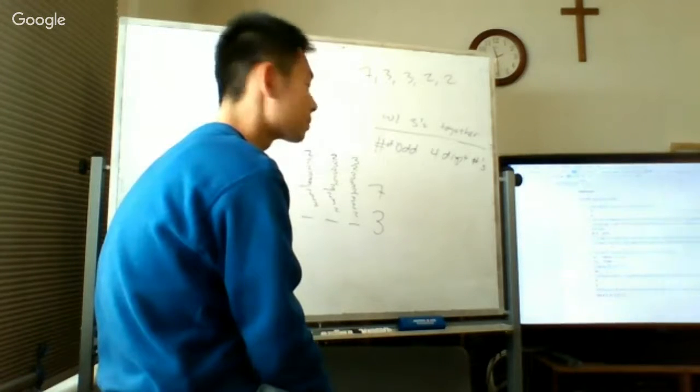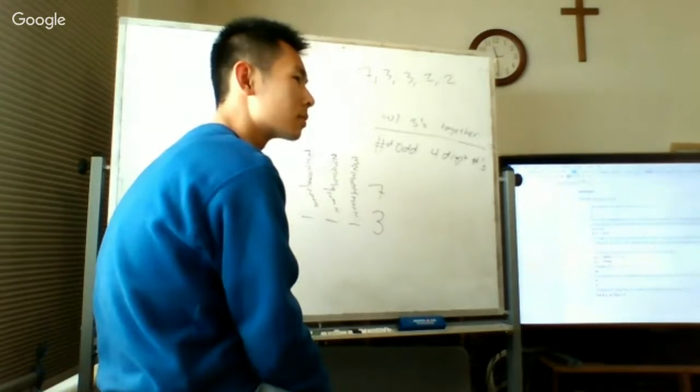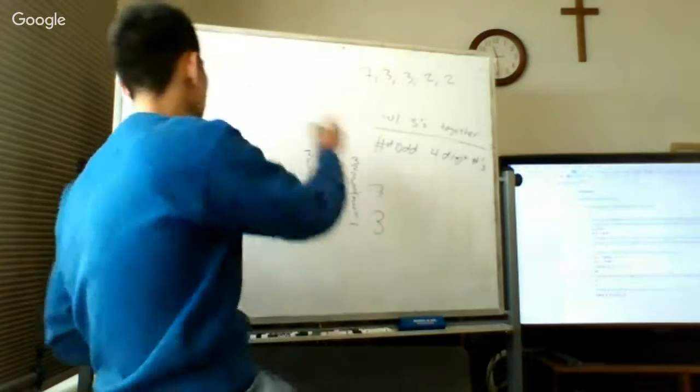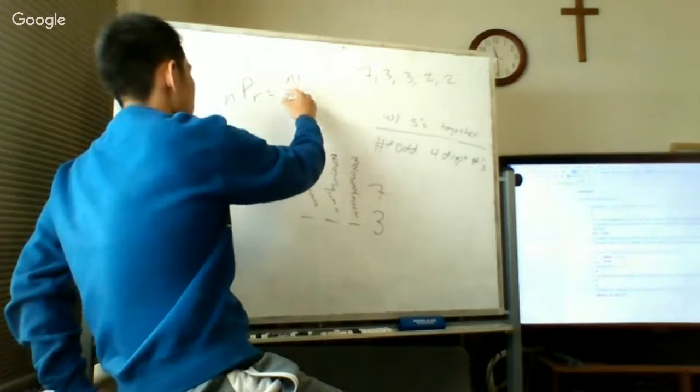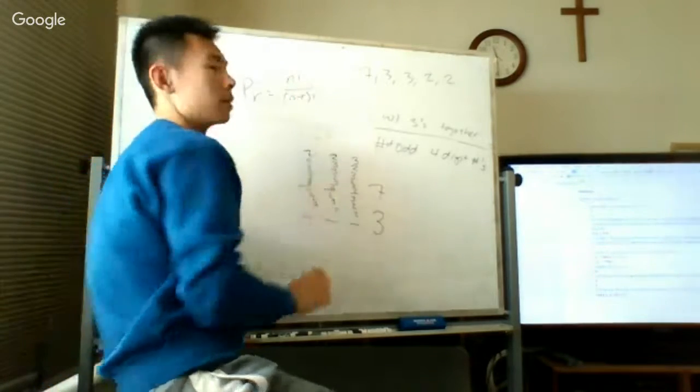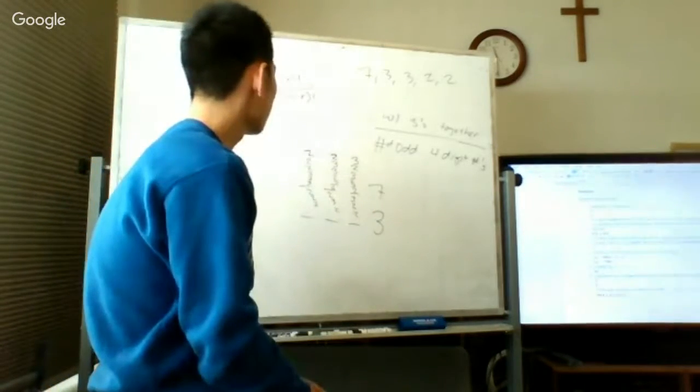How do you convert a factorial into a permutation? Well, that's the formula. Okay.